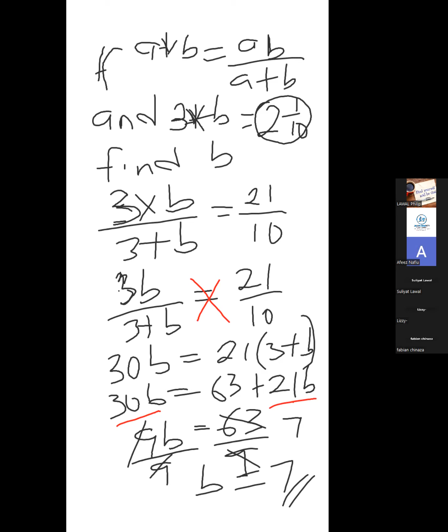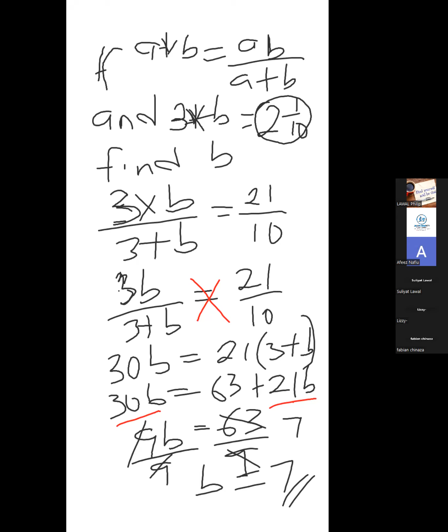If you use 3 and 3 now, 3 times 3 is 9. 3 plus 3 is 6. Do you see that? So 9 over 6 is not closed because you are going to have 3 over 2. That's a fraction, one whole number and 1 over 2. So a lot of it will not be closed.